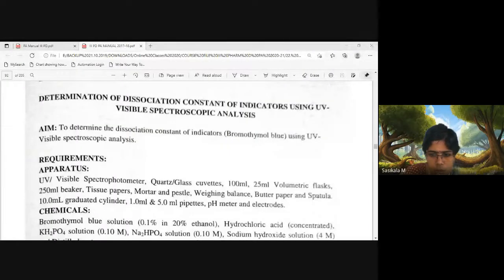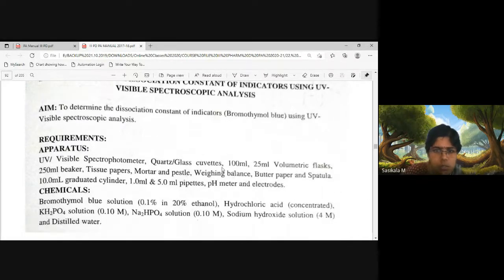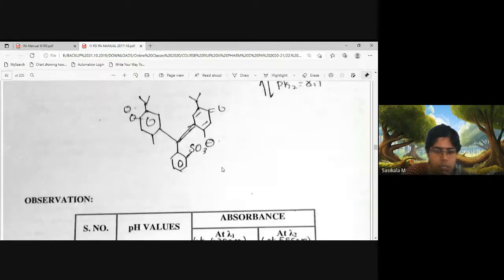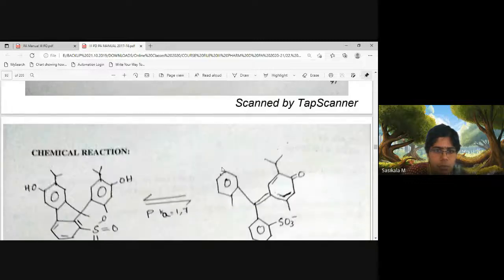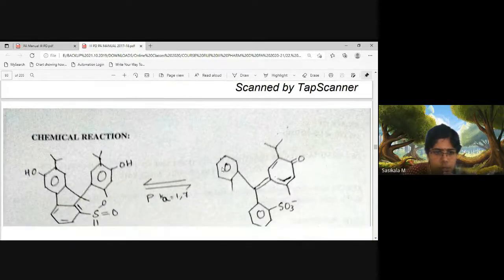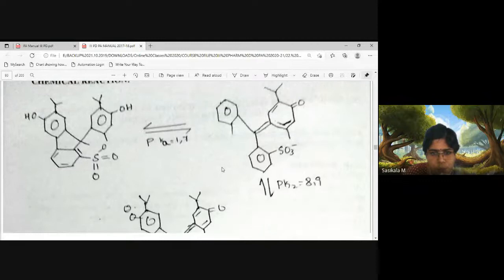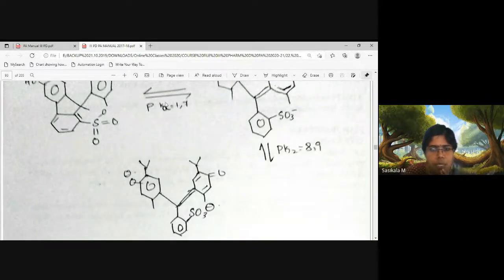Hope you all can observe the old record now. From this you can write down the readings. This is about the chemical reaction for bromothymol blue. It has two dissociation constants: pKa 1 at around 1 and 7, and pKa 2 at 8 and 9. One is at acidic pH, another one is at basic pH.